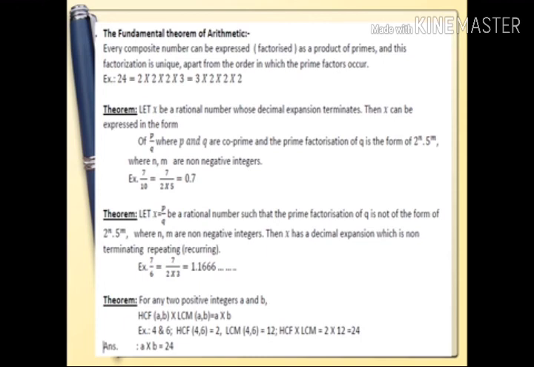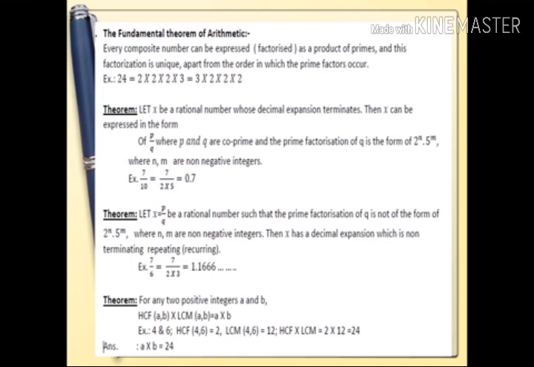For example, it is given also. See, if it is given 7 by 10, we can write it as 7 by 2 cross 5, that way. I think you are able to get it. Next theorem: let x equal to p by q be a rational number such that the prime factorization of q is of the same form, 2 to the power n and 5 to the power m. Obviously the powers should be non-negative integers. Here also the examples are given.